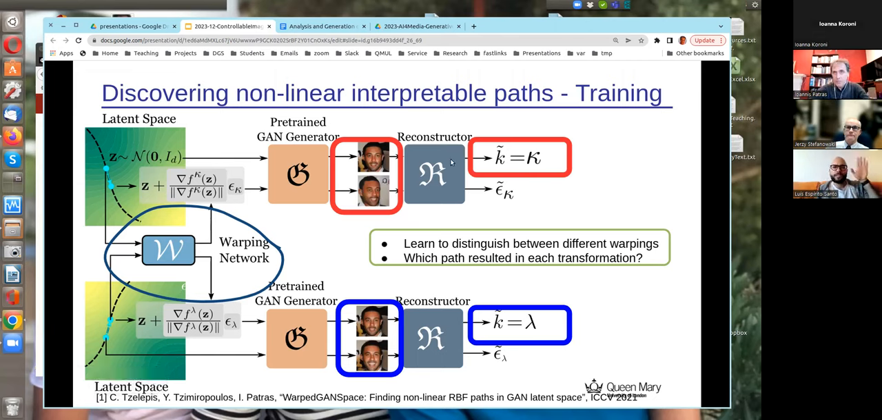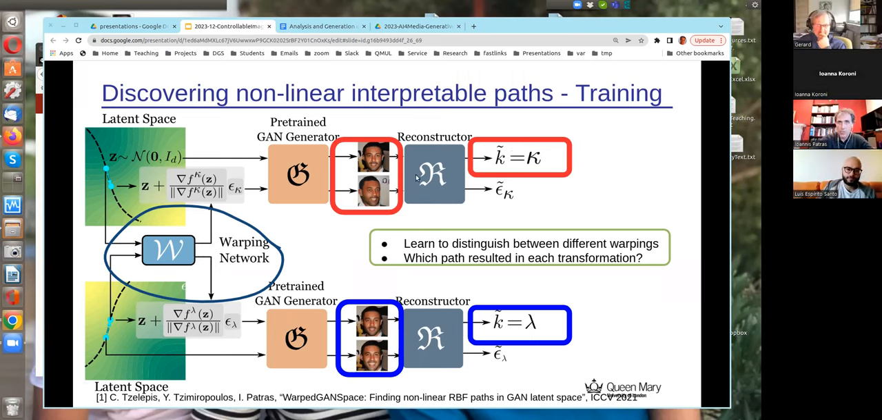But what I'm asking is, is the reconstructor pre-trained in some way, or are the warping network and the reconstructor both being optimized at the same time? Exactly, yes. They are with the same objective. So the gradients flow during training of the reconstructor from this pair of images up to here. In the case of the warping network, the gradients flow all the way from here to back there. Okay, perfect.